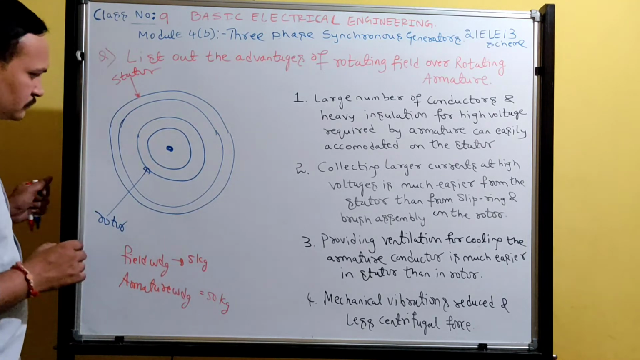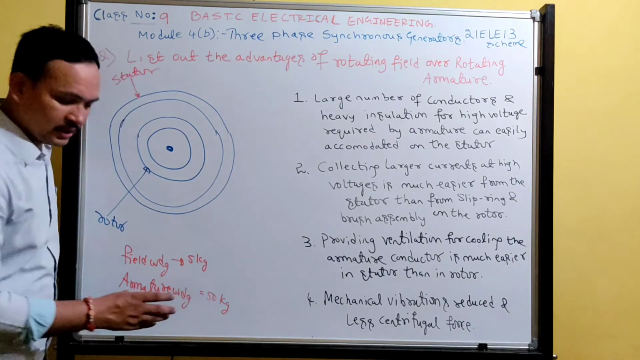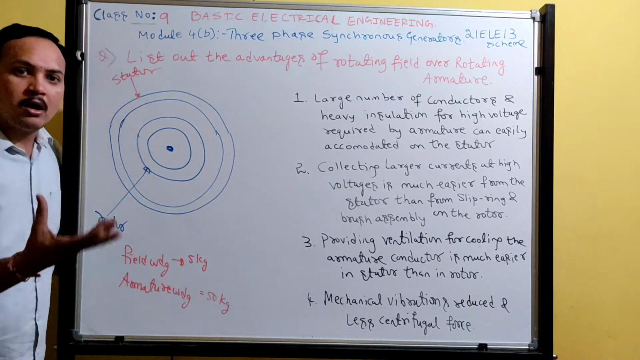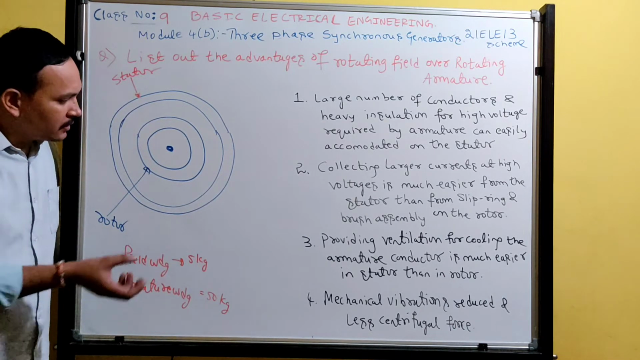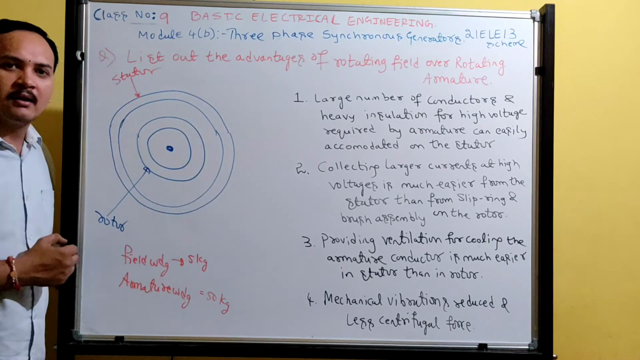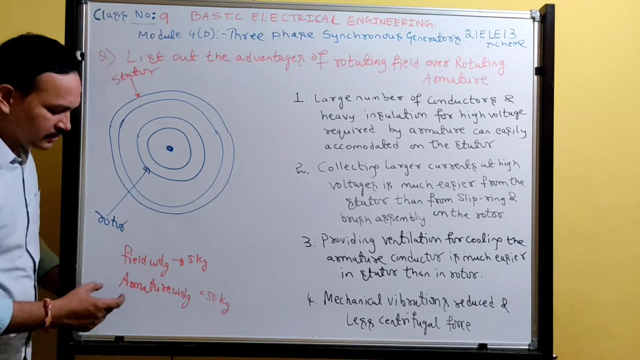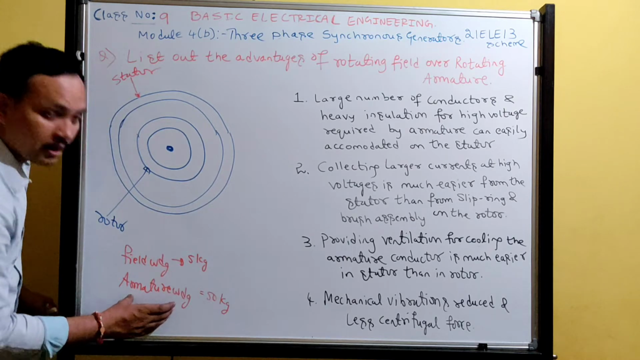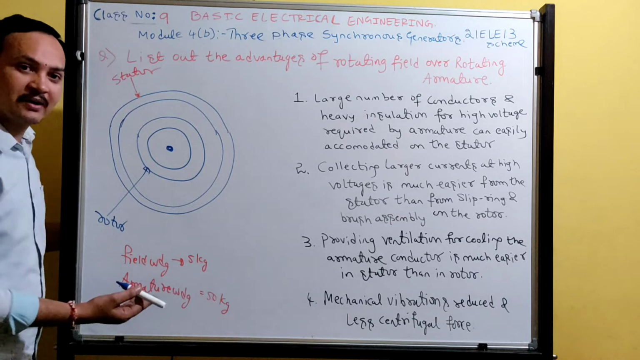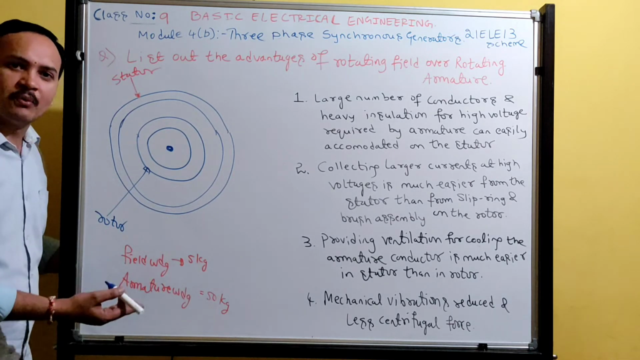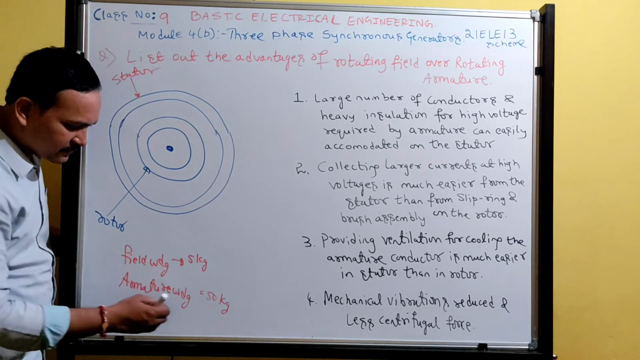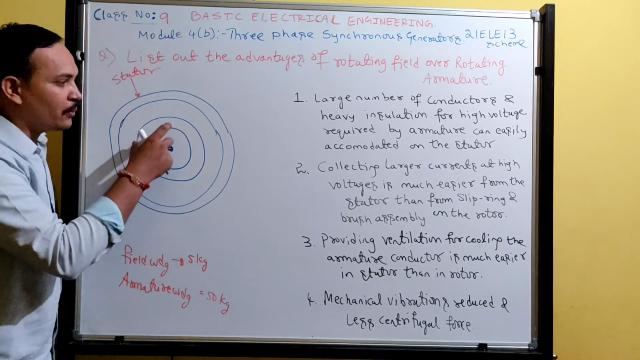See, now, with 50 kg, a lot of conductors will be there, which I can accommodate easily in the stator, where a lot of space is available. That's why I am placing the armature winding in the stator, because a lot of conductors are there and the weight is also more.